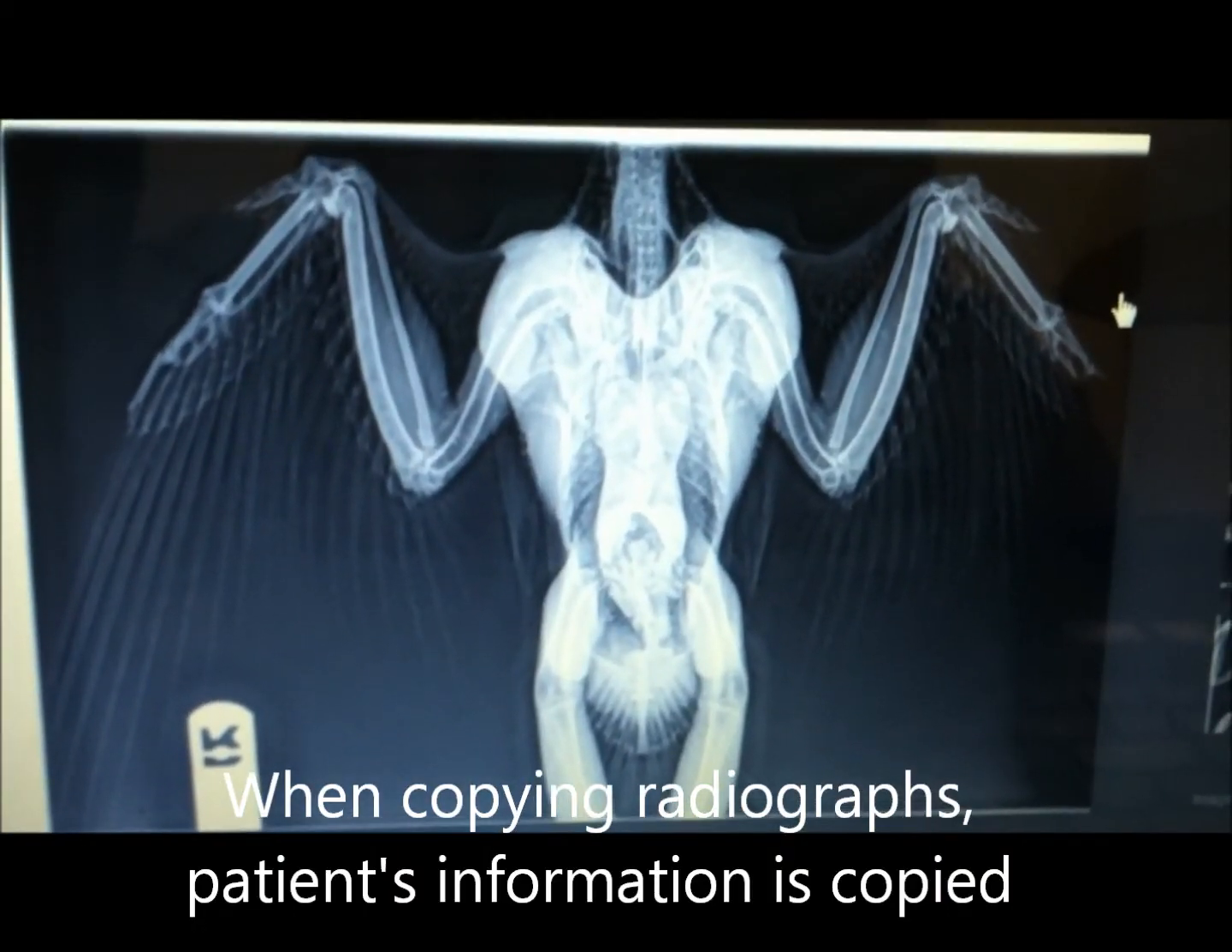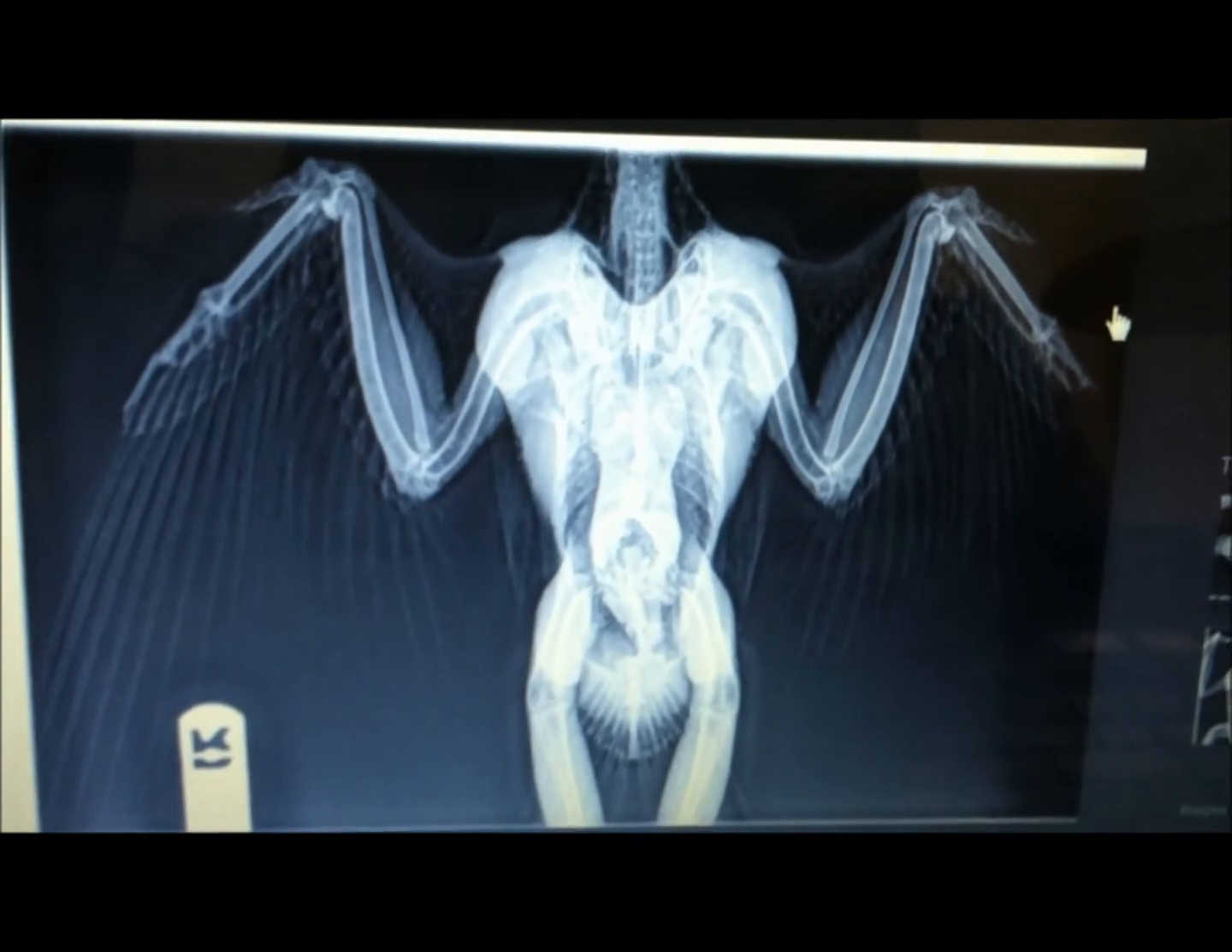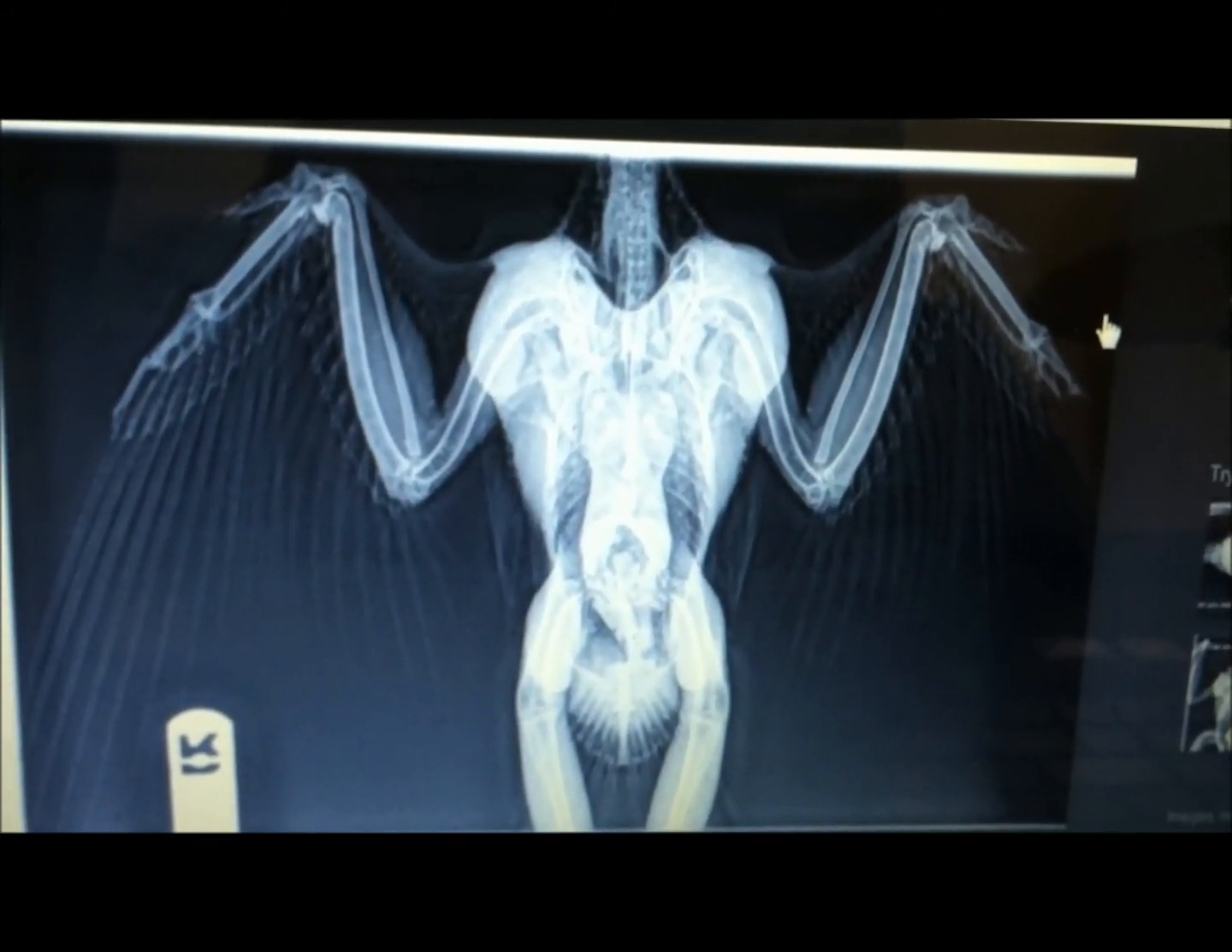This is the radiograph of what a proper VD positioning view of an avian species would be.